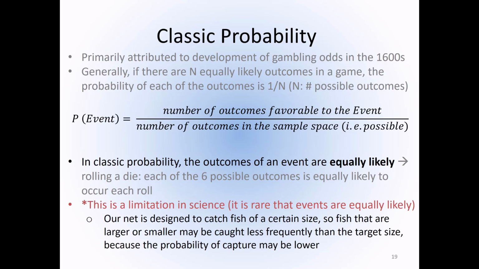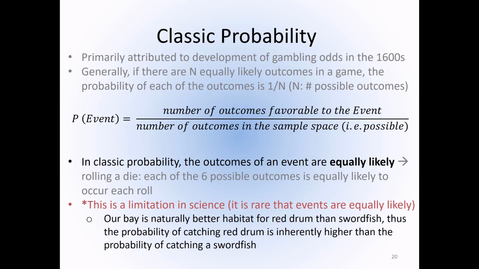We think about going out and sampling fish. We're going to have a net with a certain mesh size. Now that mesh size is going to preclude certain fish from being caught that are either too small and fit through the mesh size or are too big or not going to be caught. Similarly, maybe the distribution of species is going to influence the likelihood of them being sampled in a particular ecosystem. In Galveston Bay, we're going to have a lot more red drum than we will swordfish just based on the ecological and environmental conditions within the ecosystem. So, likelihood is not always equal in most situations, but classic probability gives us a solid foundation to work from.